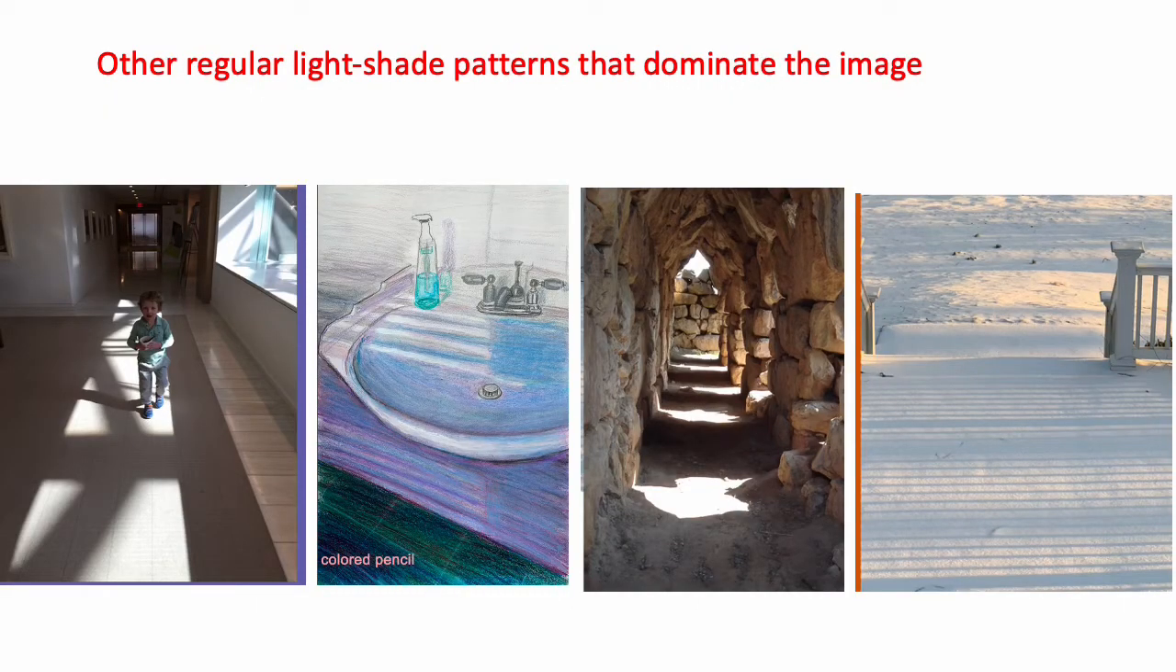Here are some other regular light shade patterns, like the window panes, the blinds, the openings in the tunnel, and the fence. Like dappled light, these patterns are important to the images and are most effective when superimposed on relatively simple scenes. The subject becomes less important than the light itself.